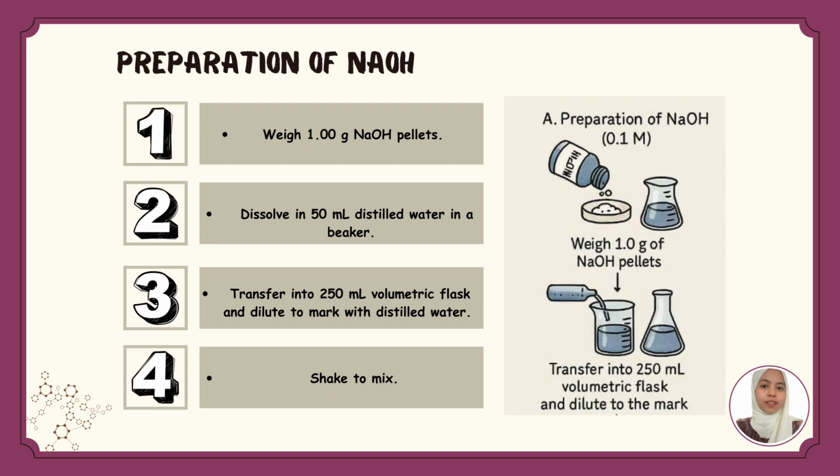So now we go to the next slide, which is preparation of NaOH. For the first step, we must weigh 1 gram of NaOH pellets, and then it must be dissolved in 50 ml distilled water in a beaker. Next, we must transfer it into a 250 ml volumetric flask and dilute to the mark with distilled water.